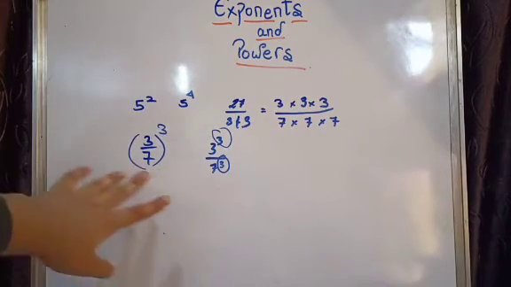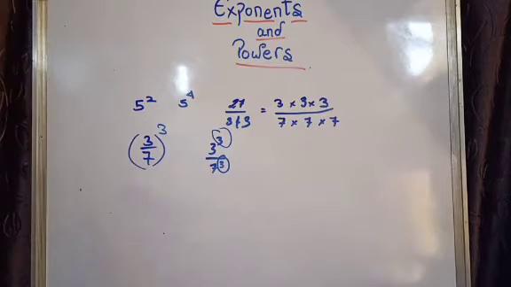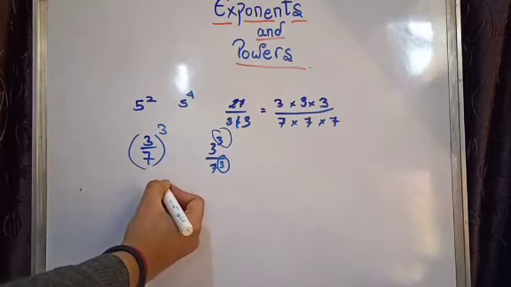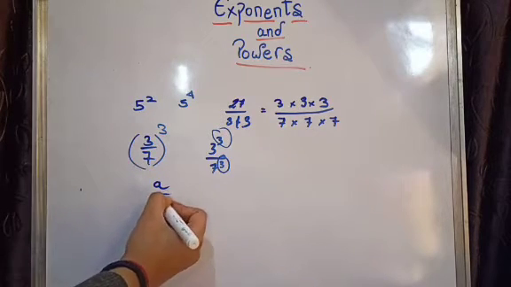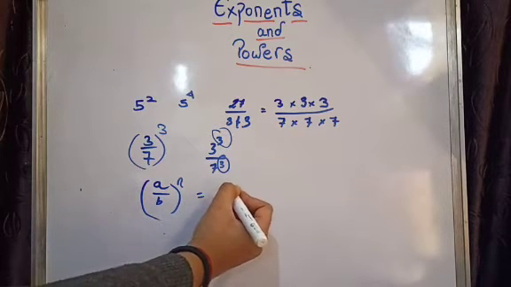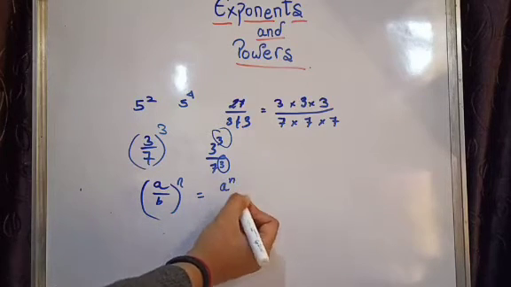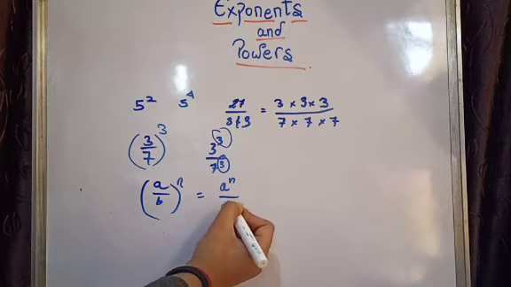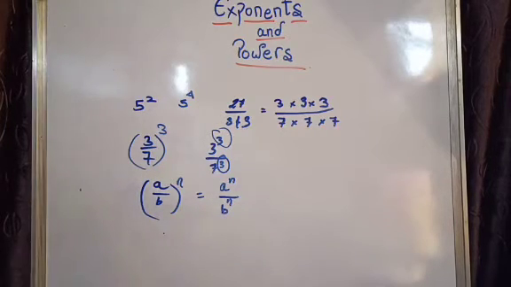I can write this like this also. Meaning this is the exponential form. So now you get to know one rule also. What? If a over b, whole to the power of n, results as a to the n over b to the n. See, we have got our first rule.